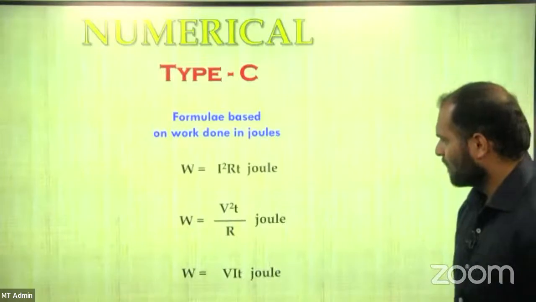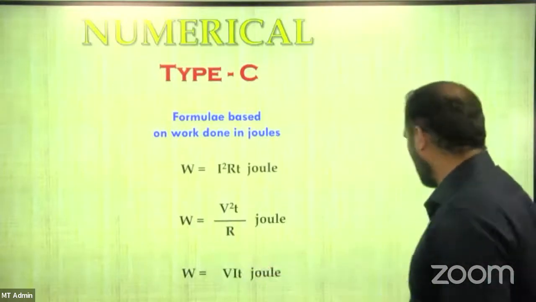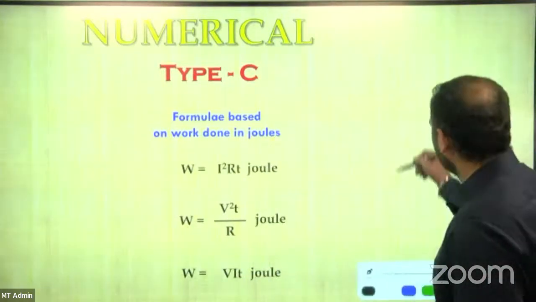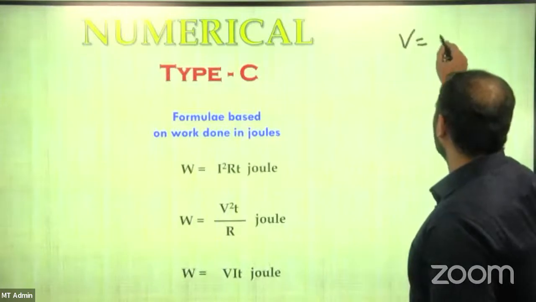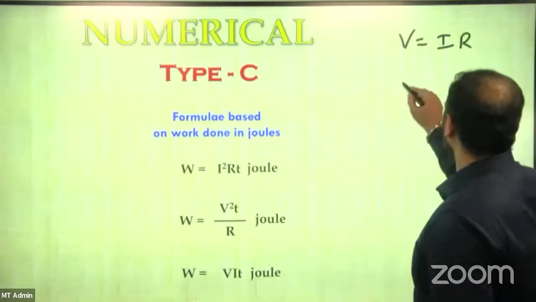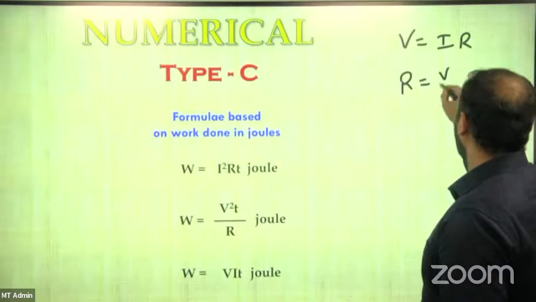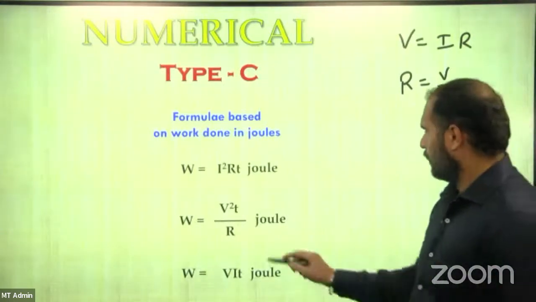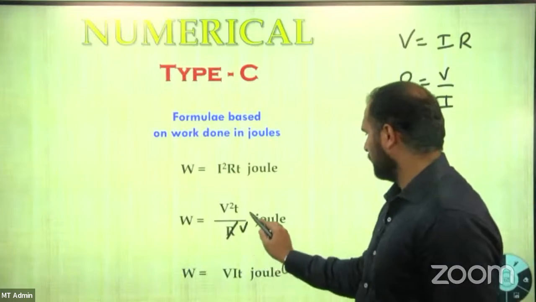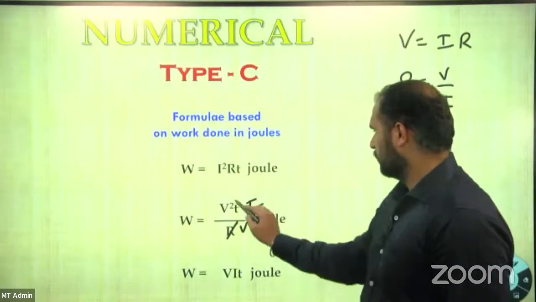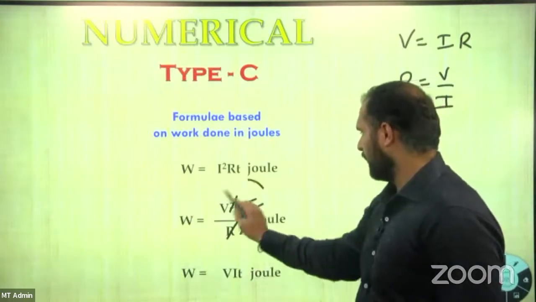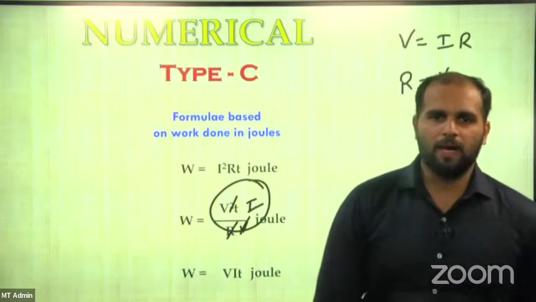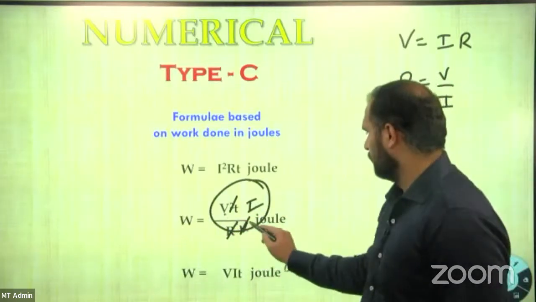Can I substitute this R? Yes. We know that V is equal to I into R. So what is R, sir? R is your V by I. So can I substitute? This is V and there will be an I at the upper part. So this square and this square get cancelled out. What will I be getting? I will be getting VIT.